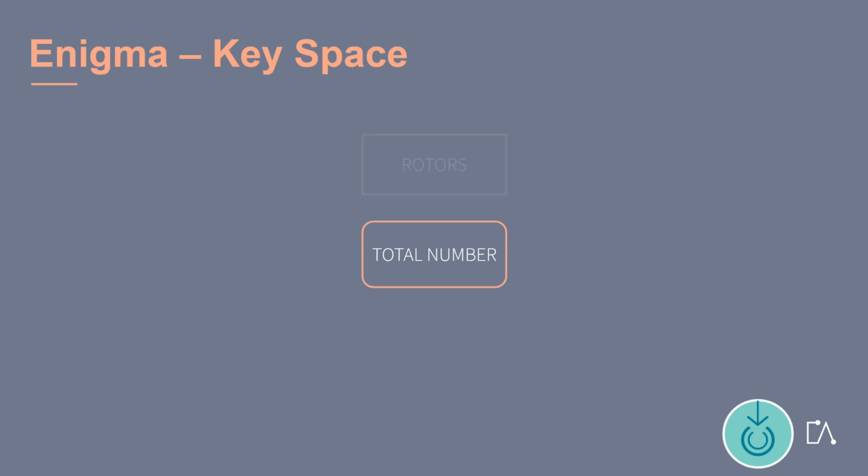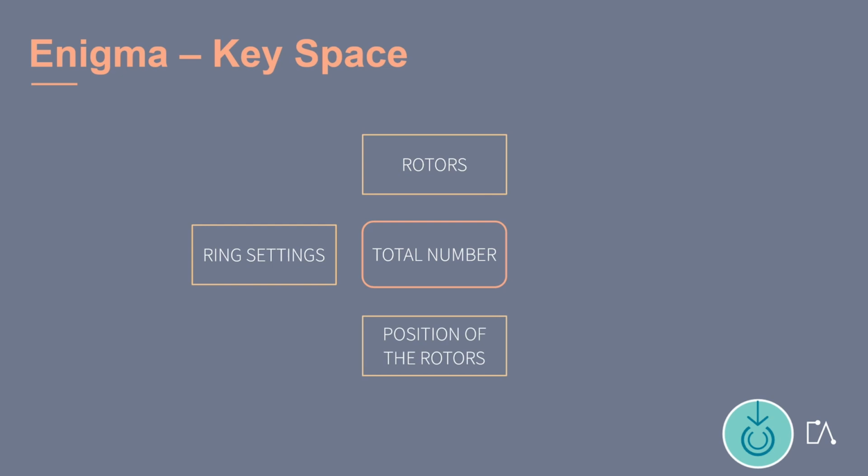For the key space, we have to look at the rotors, the ring settings, the position of each rotor itself, as well as the plugboard settings. First, click on the 4 buttons to learn more about the individual topics. Afterwards, you click on the central button for the total number.